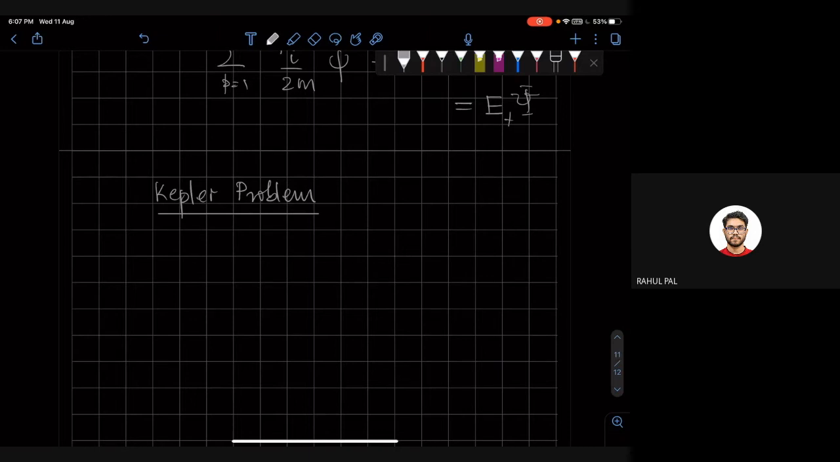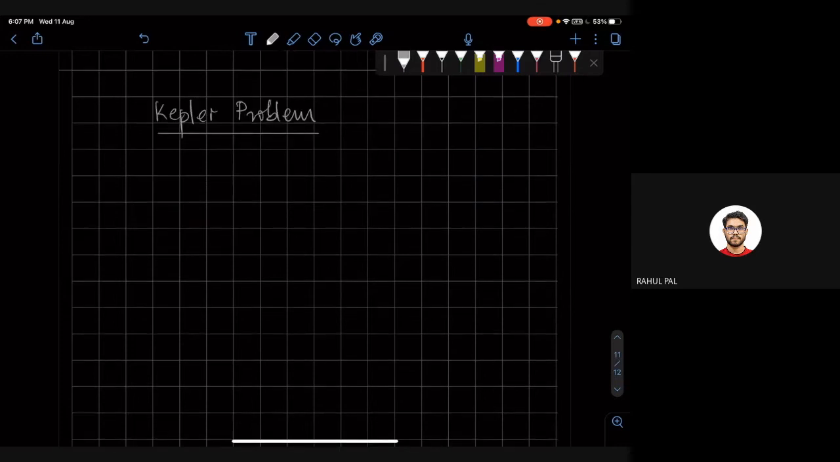Do you know the history of Kepler? Have you heard of Kepler? Johannes Kepler, famous physicist and mathematician. I mean, I heard of him, but other than that, I don't know what he was famous for.